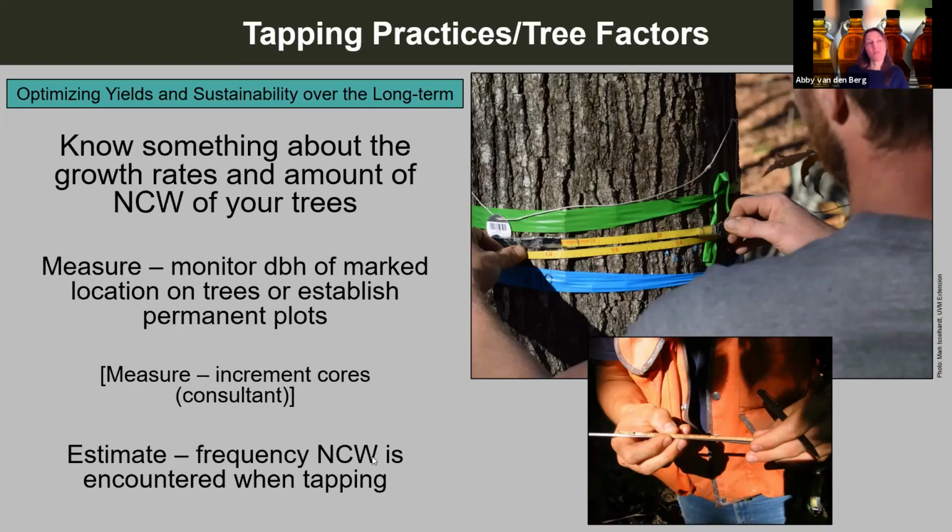Another very important practice is to estimate how frequently you are hitting brown wood when you're tapping. So are you hitting brown wood in 5 out of every 10 tap holes, 9 out of every 10 tap holes? How frequently are you doing it? That is going to tell you a lot about whether your tapping practices need to be adjusted in order to maximize the yield that you're able to get both this year and in the future, as well as to maximize sustainability over the long term.